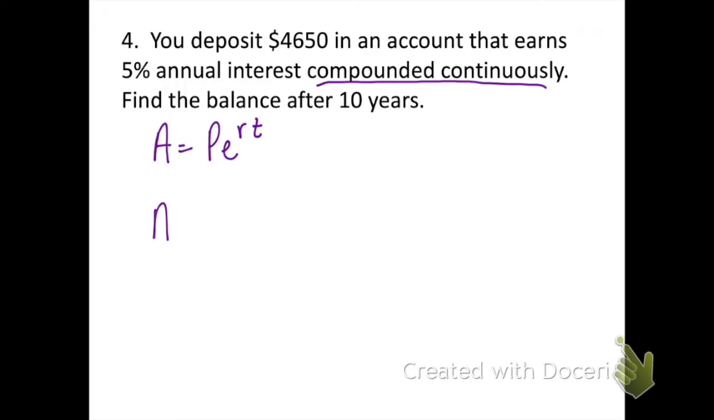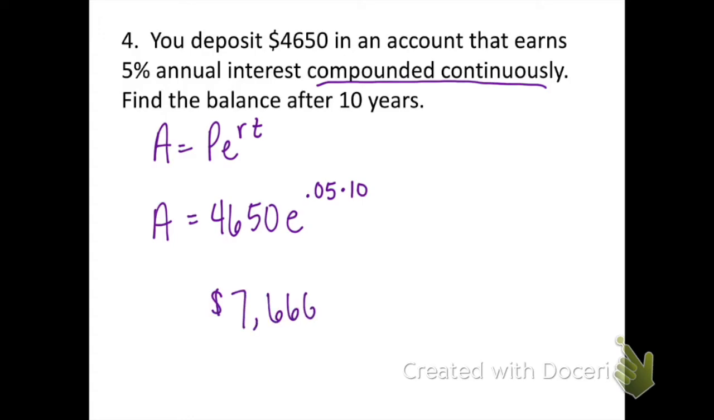So first, we're going to plug in values for P, r, and t. P is our starting amount, so that's going to be 4,650. e is just a number that we're going to use in our calculator, so leave e as e. r is the rate, 5%. We're going to change that to 0.05. And our time is 10 years. We can plug that whole thing into our calculator all at once, and we get a final answer of $7,666.55.